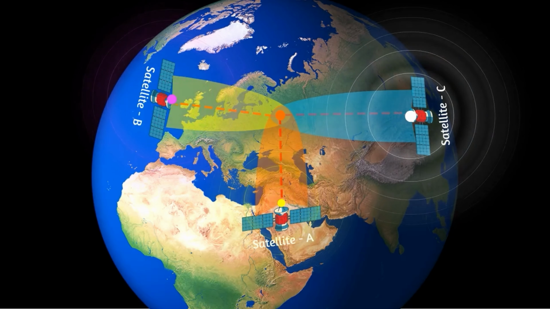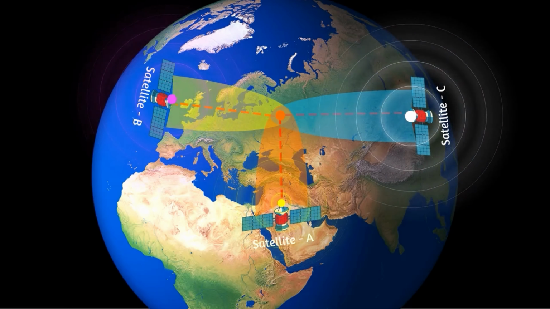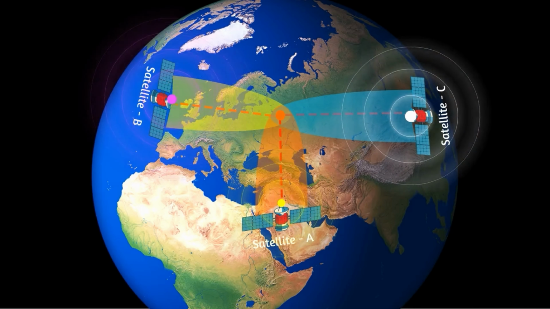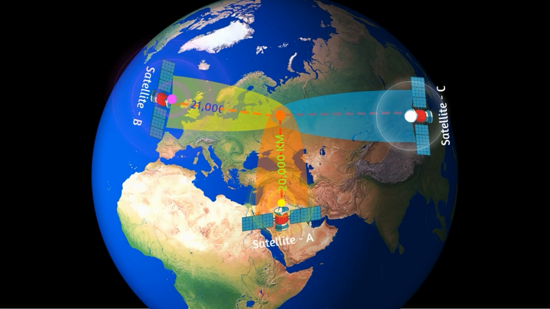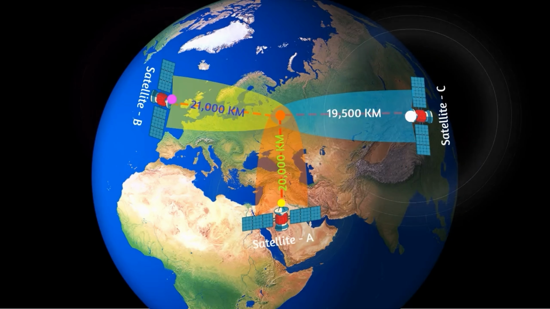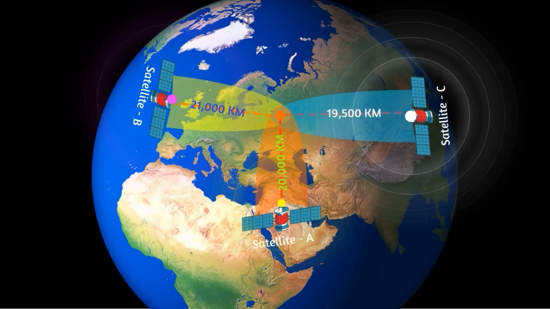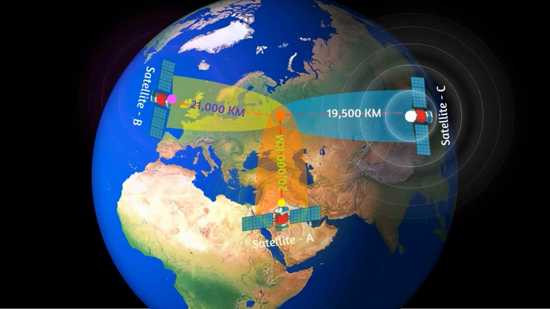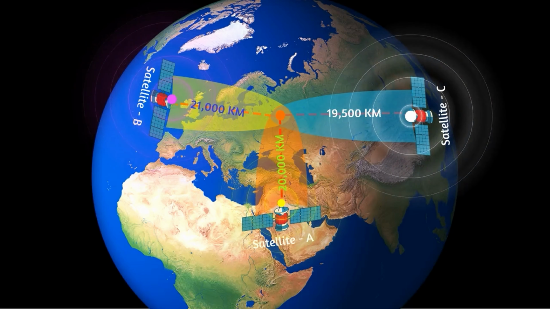Example. Suppose you receive signals from: Satellite A, 20,000 kilometers away. Satellite B, 21,000 kilometers away. Satellite C, 19,500 kilometers away. The receiver calculates where these 3 distances intersect, giving you an accurate location.